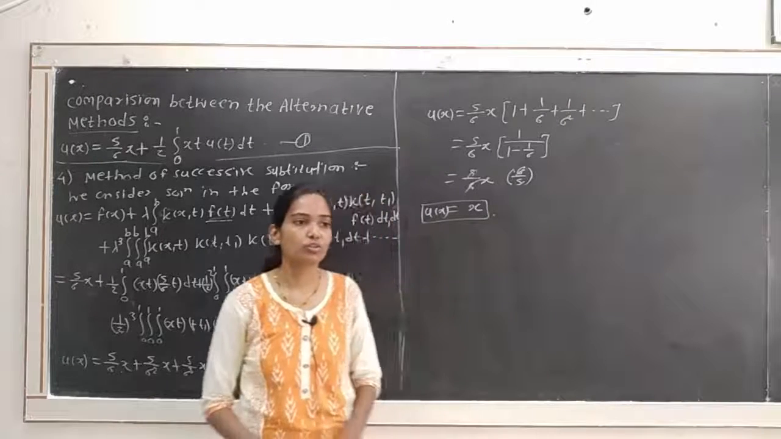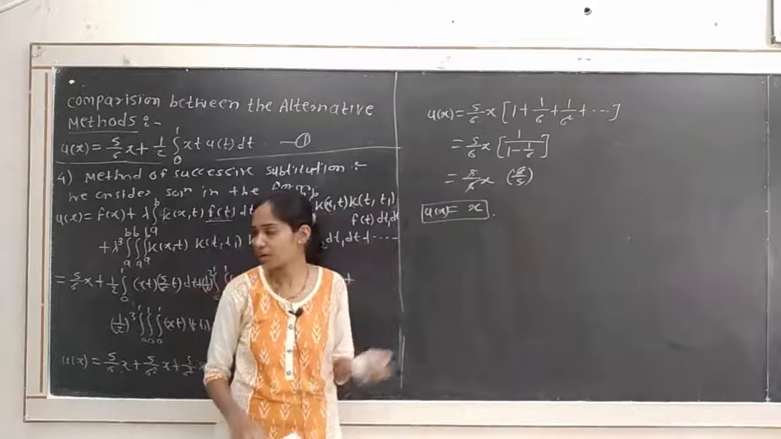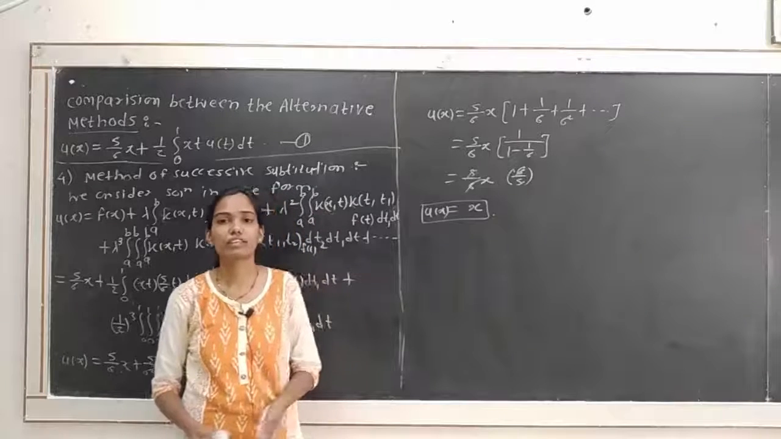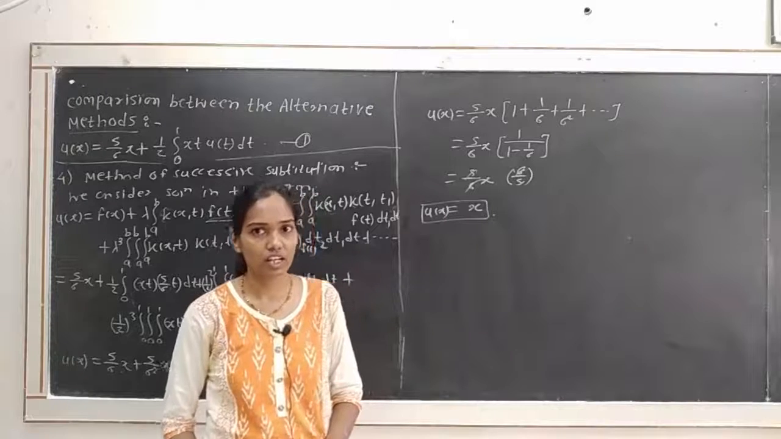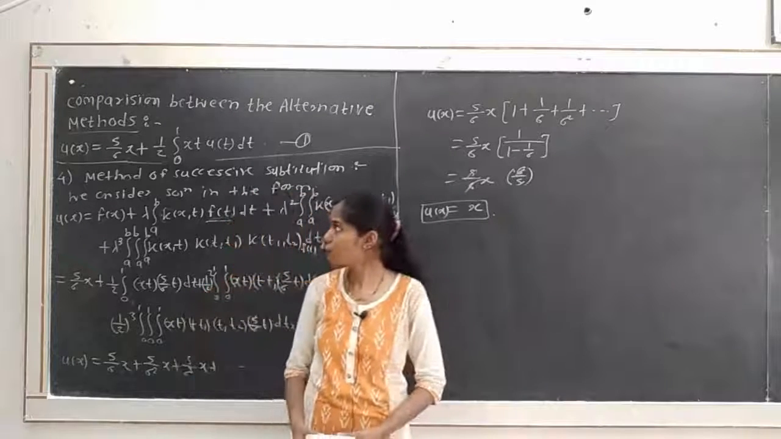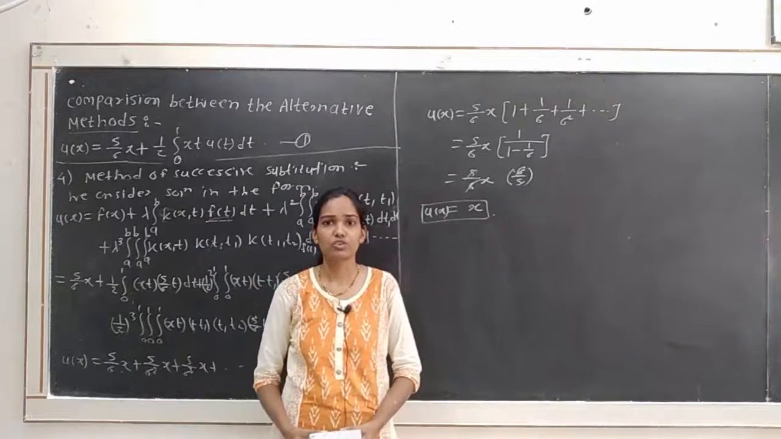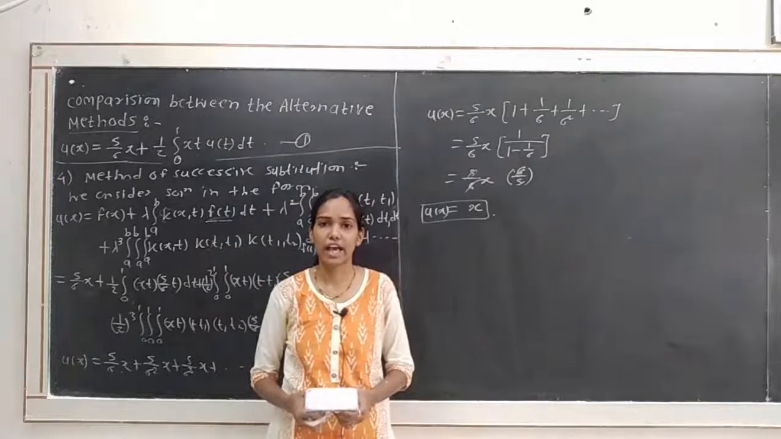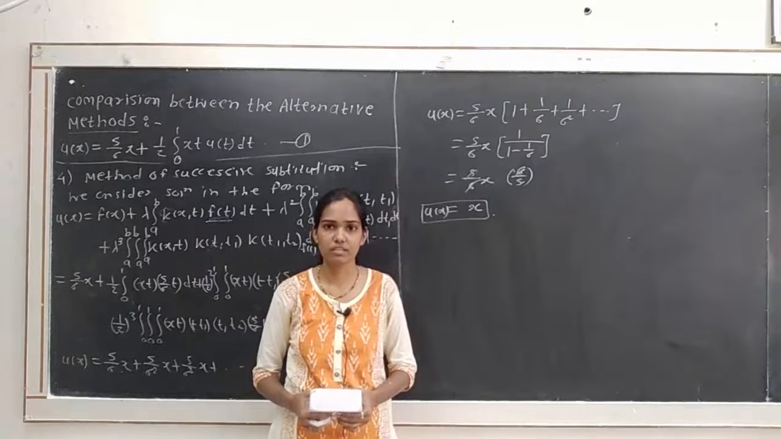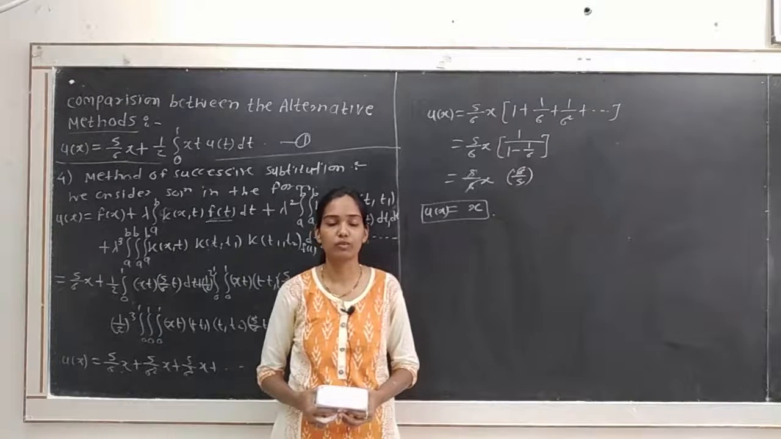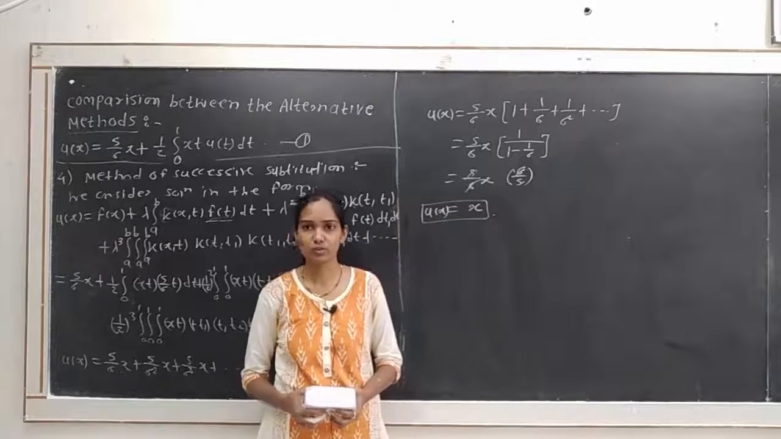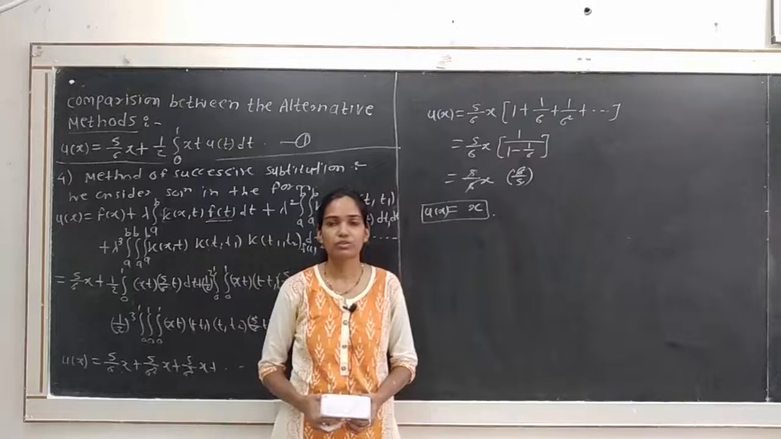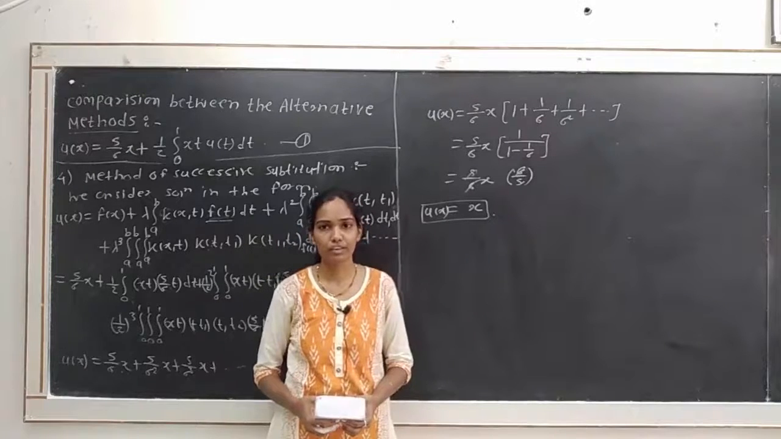Okay, so in this way we can compare all the methods for finding the solution of the non-homogeneous Fredholm integral equation of the second kind. And if we observe all the methods, the direct computation method is the easiest method, and it requires less time for finding the solution. Okay, so today we will stop here. Thank you.